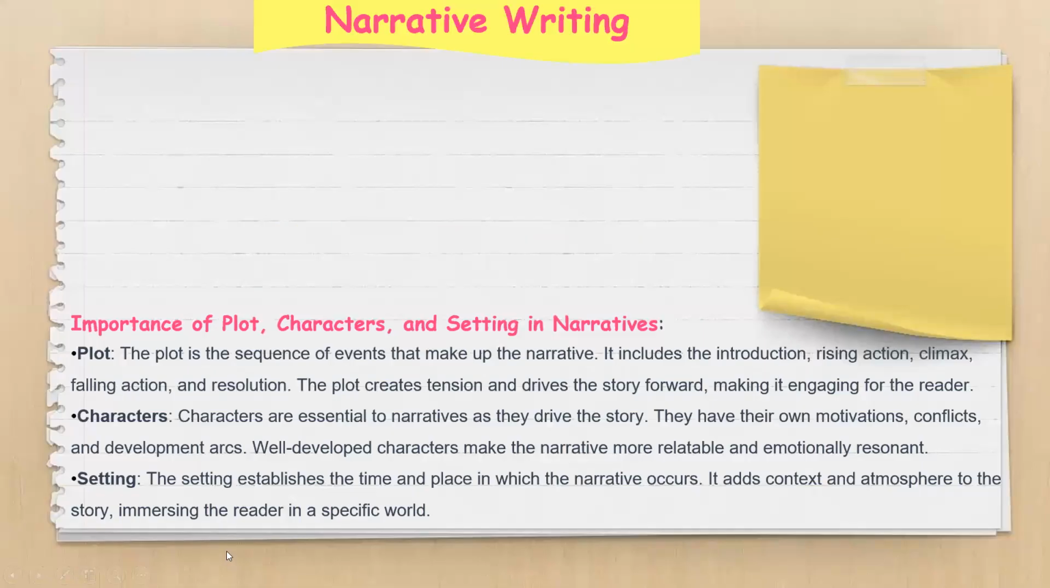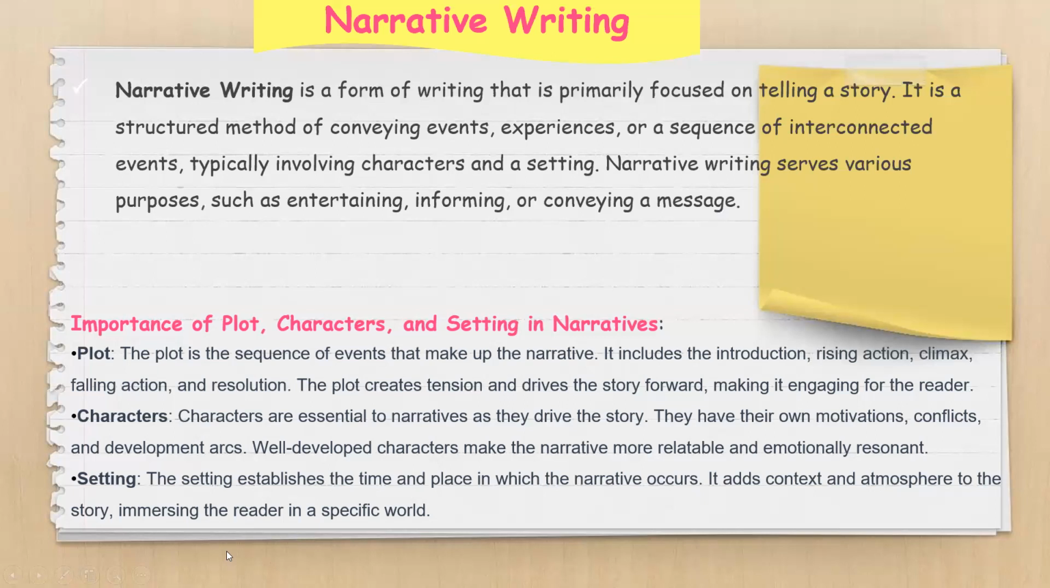The second type of writing is narrative writing. Narrative writing is a form of writing that is primarily focused on telling a story. It is a structured method of conveying events, experiences, or a sequence of interconnected events, typically involving characters and a setting. Narrative writing serves various purposes such as entertaining, informing, or conveying a message. Narrative writing is somewhat different from descriptive writing.